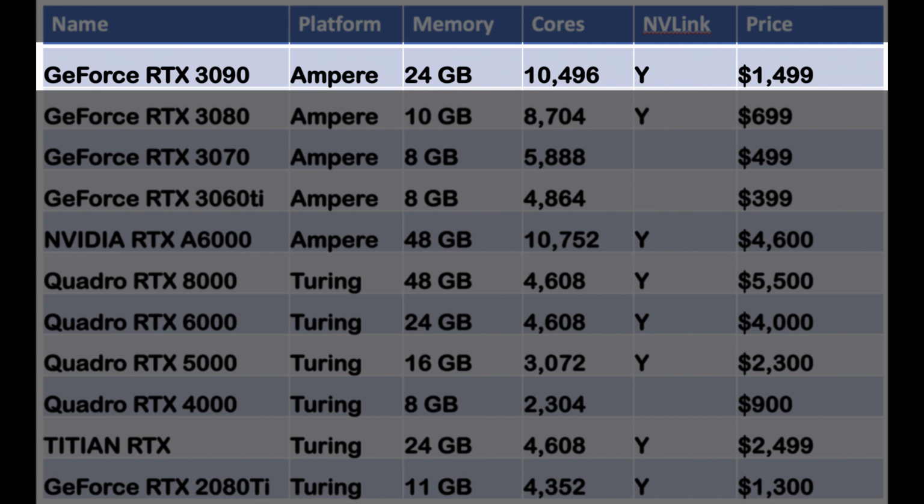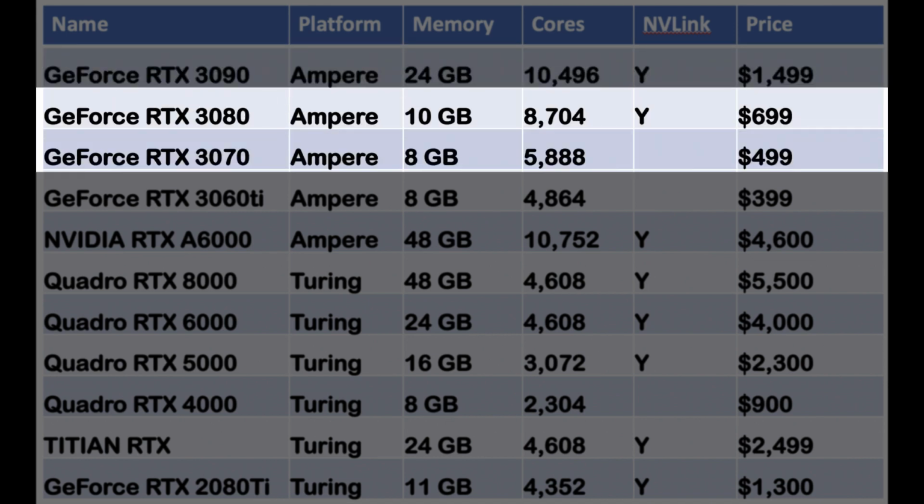If I didn't have quite as much money to spend, I would very much be looking at the 3080 or the 3070. I would really try to get the 3080 because that extra 2 gigabytes of RAM could make all the difference for certain things that I would work on, and it's a lot less money than that 3090.